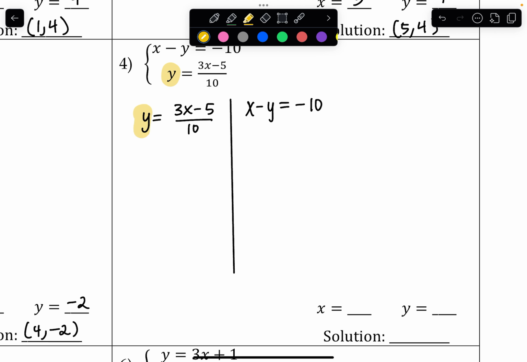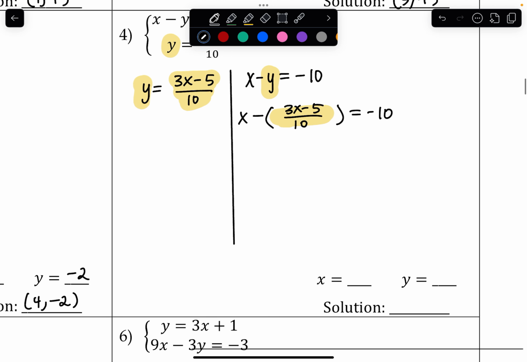Okay, so y is the player getting subbed out of the game. And so leave that minus sign and put your blank set of parentheses. Take y out of the game. And his sub is 3x minus 5 over 10. That's where we're going to put it. 3x minus 5 over 10.